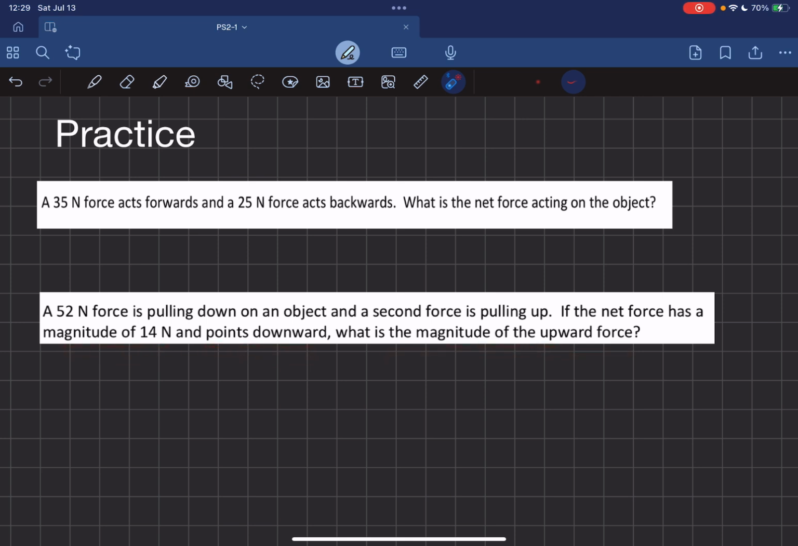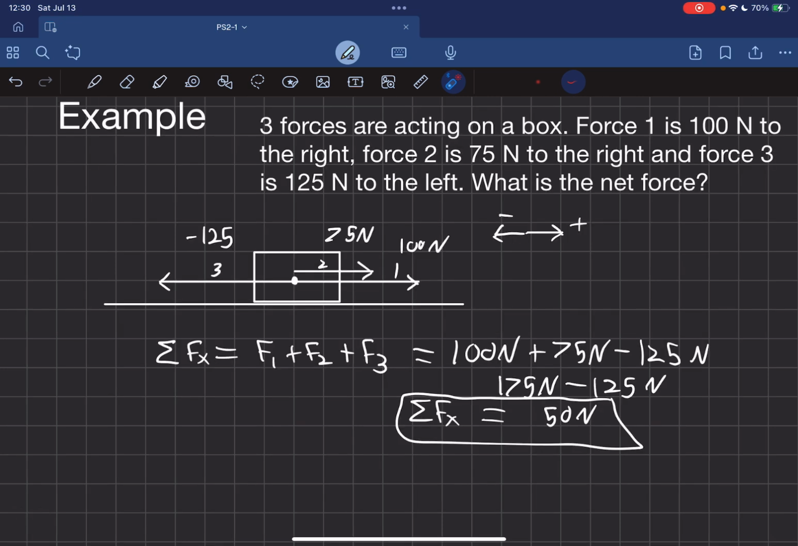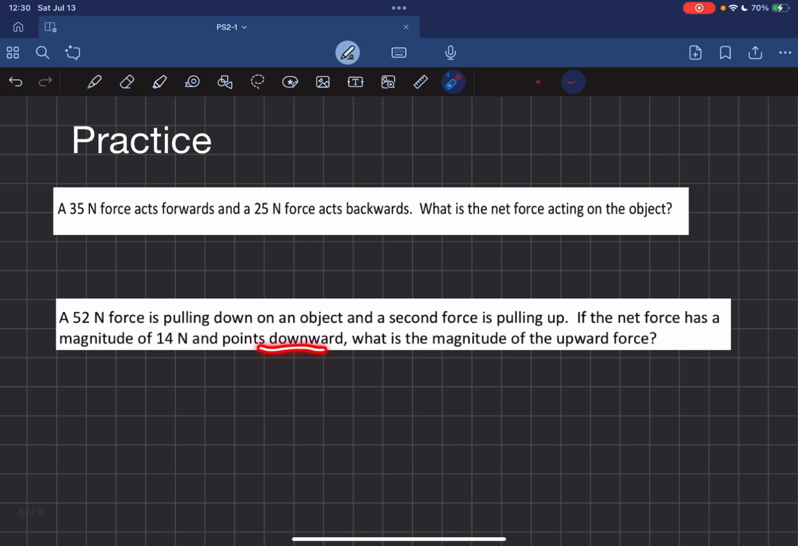This one's a little bit different than the example problem I gave before. In the example problem, we had all three forces and we were solving for the net force. But here we have the net force and one of the forces, and we're solving for the other force. When it says downwards and upwards, it's going to be up to you to define whether down is positive or down is negative. As long as you're consistent, physics will work out either way.